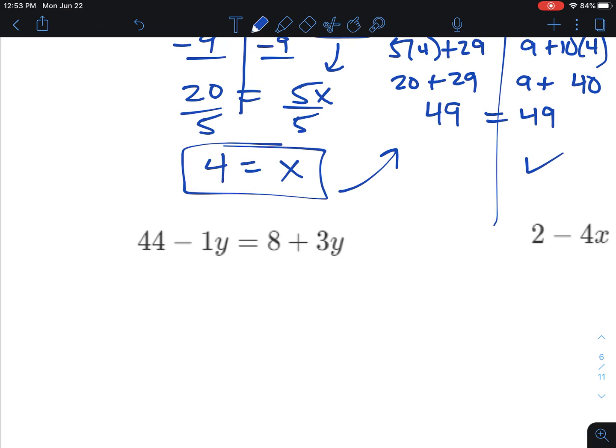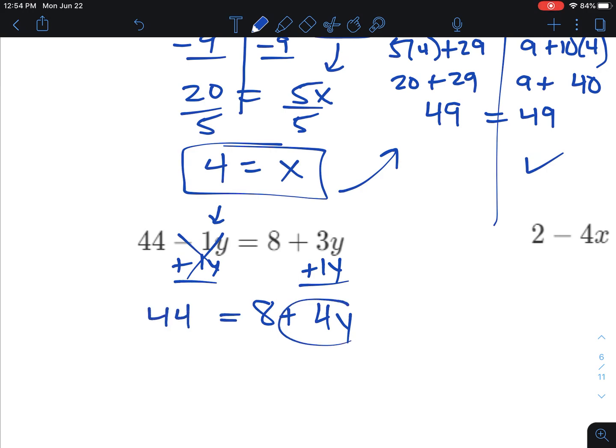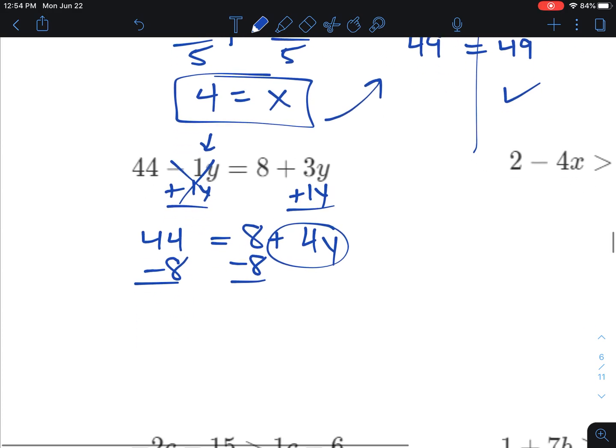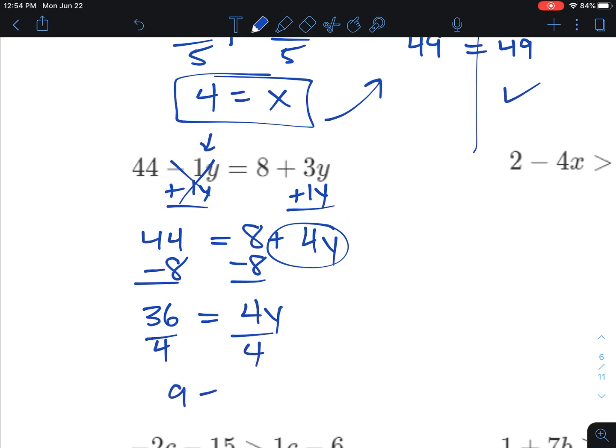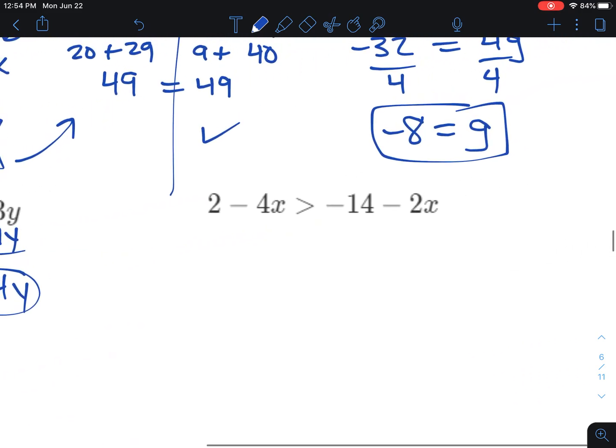This is what we're going to solve for y. This is the smaller y over here, the negative, so we're going to do plus 1y. You can move either one, doesn't make a difference. I just always move the smaller one. So 4y, bring everything else down, back to a two-step. Move the 8 by subtracting. So we get 36 equals 4y, divide by 4, 9 is y. Done. Works the same way for inequalities.